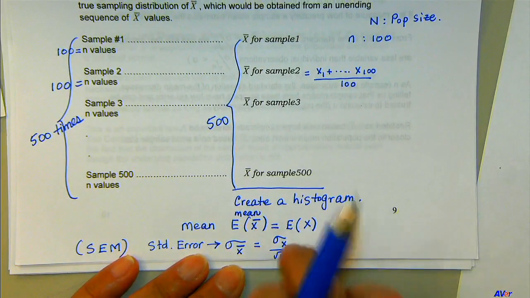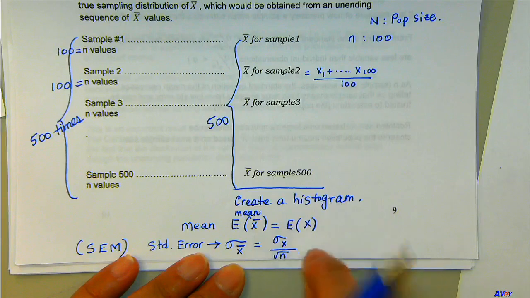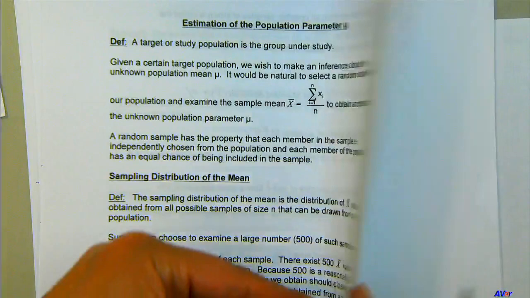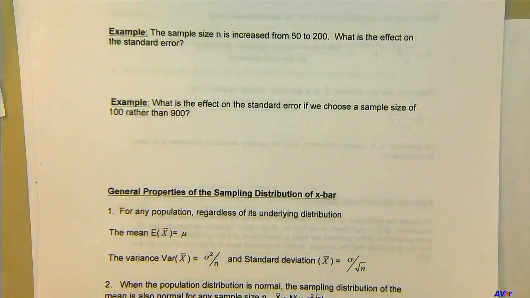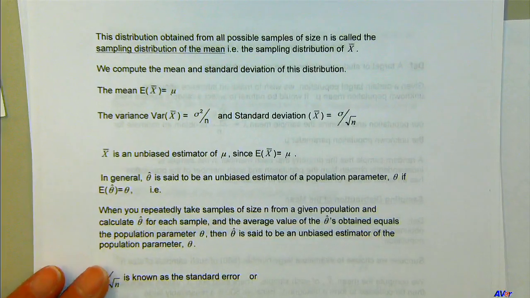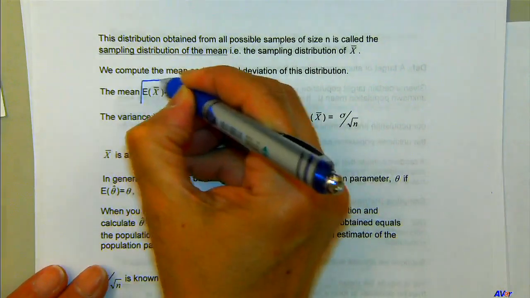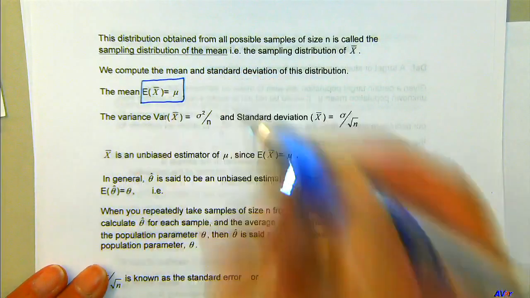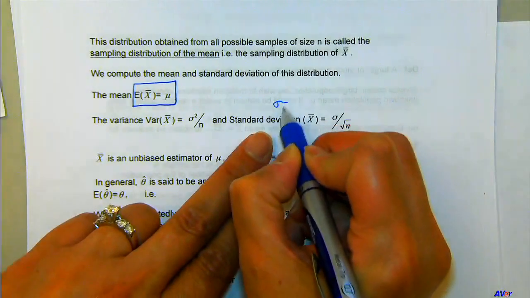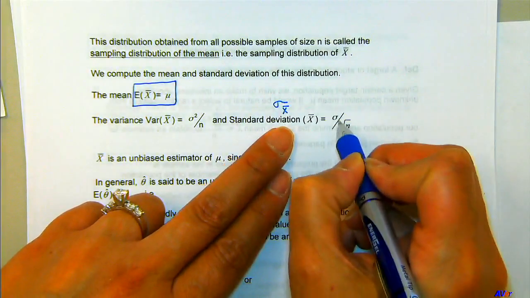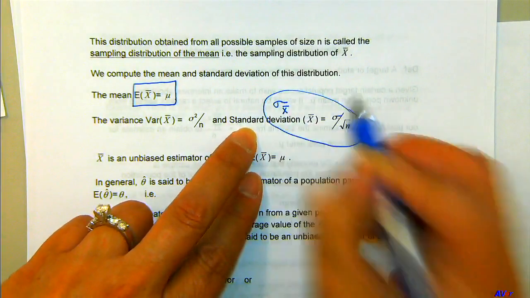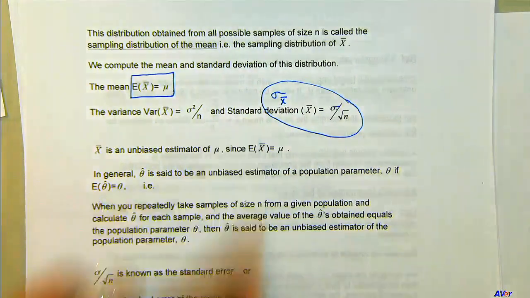Okay, now this is in case of an infinite population. All this is probably on the next page. Let me just go to the next page. Yeah. So here, it's saying that E of X bar is the same as the mu of the original population. And sigma x bar is equal to sigma x over rad n. Those are the two formulas that I had on the previous page.